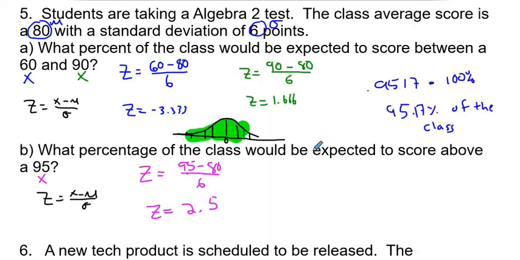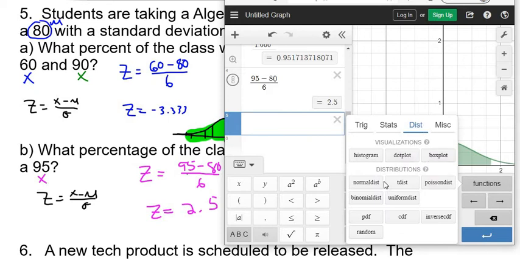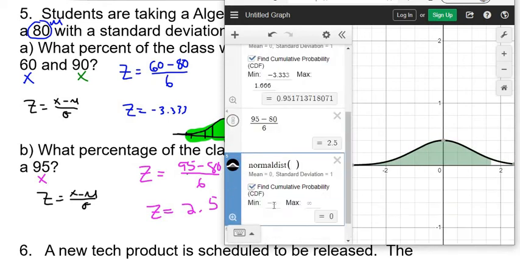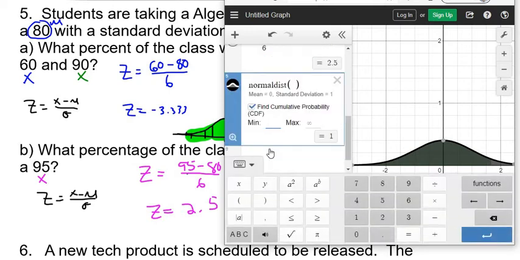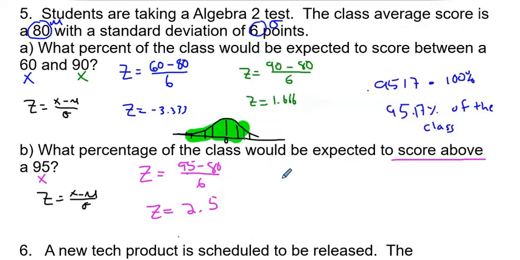So keep in mind, this is asking for the score above. And so when you go into Desmos, for this particular problem, you're going to want to go to distribution, normal distribution, turn this on, and then you want it above. So the z-score is 2.5, and the maximum is infinity. Now, if it's not already there, it was there for me, you can actually type it in, which is awesome, and it will interpret that as infinity. So you can see that the probability is 0.0062, which then has to be multiplied by 100% to get the expected amount of students that had above a 95 on this test.